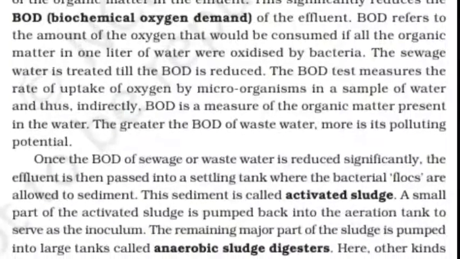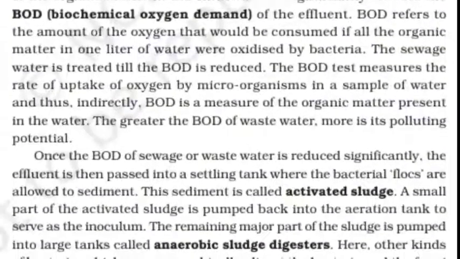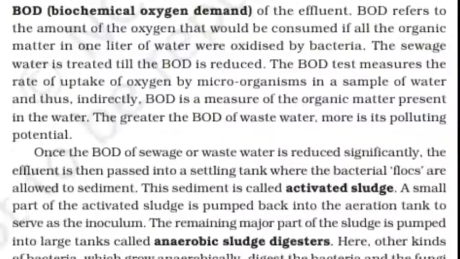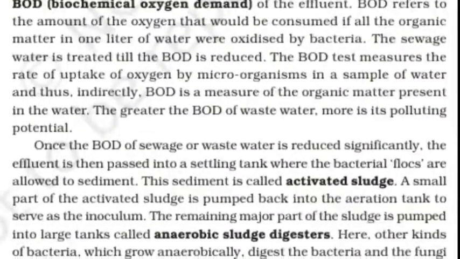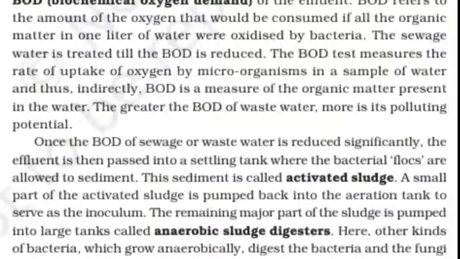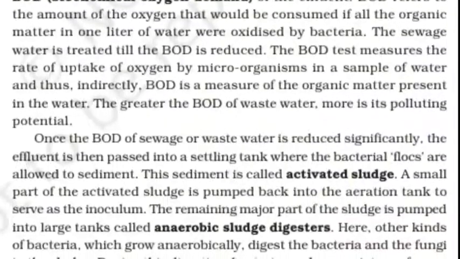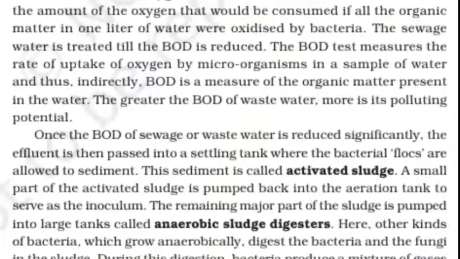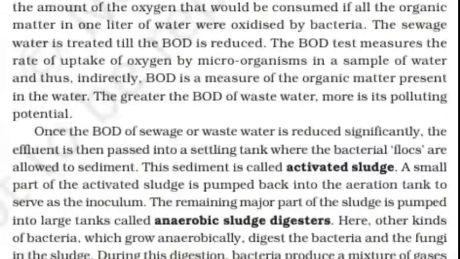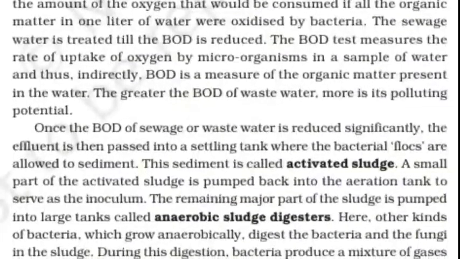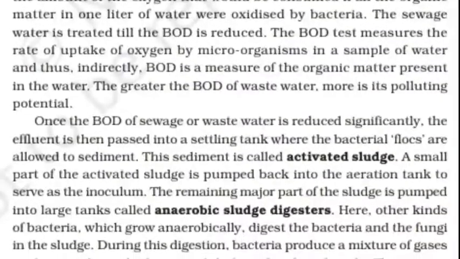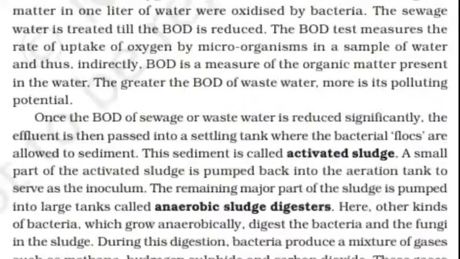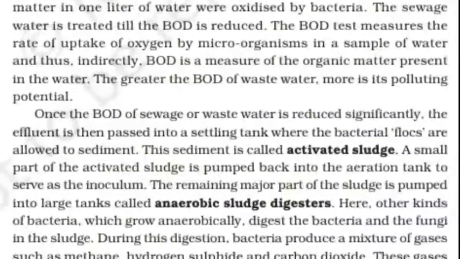Once the BOD of sewage or wastewater is reduced significantly, the effluent is then passed into a settling tank where the bacterial flocs are allowed to sediment. This sediment is called activated sludge. A small part of the activated sludge is pumped back into the aeration tank to serve as inoculum.